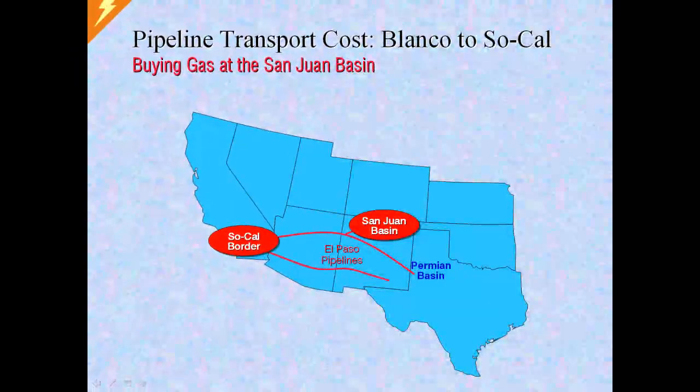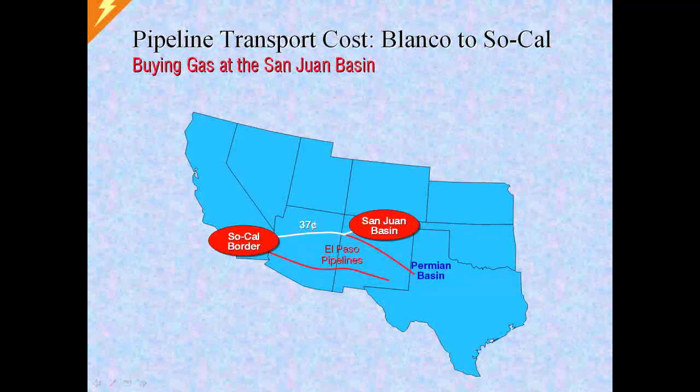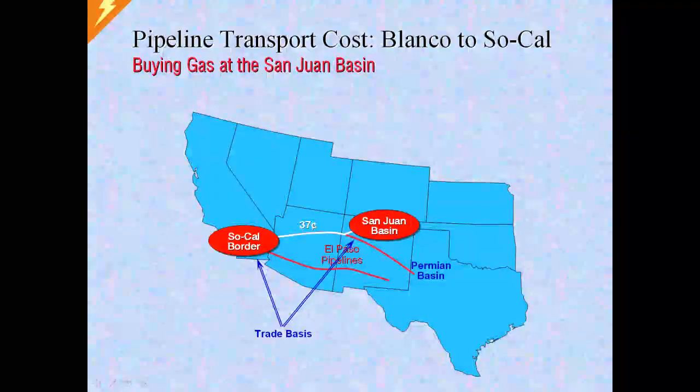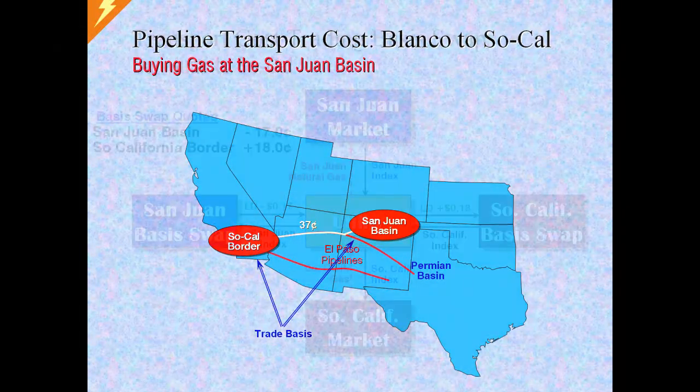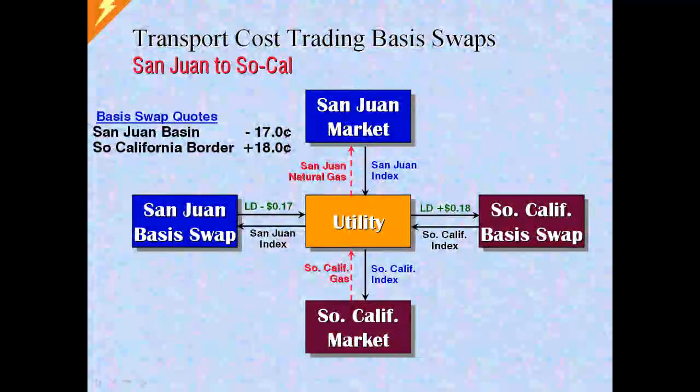Another possibility is to source the gas at the San Juan Basin and move it on the pipeline to California. We know this will cost 37 cents. We compare this to the cost of transport by trading basis swaps, San Juan to SoCal. But we already calculated that cost just a few frames back. This should look very familiar.